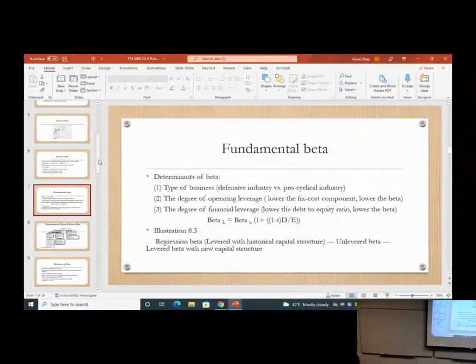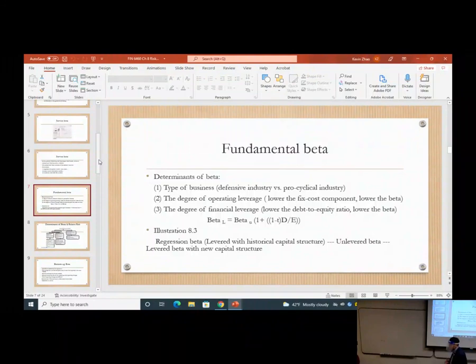And another way is for you to forget about consequences. Let's look at the fundamentals. Let's look at the causes first. All right? What are the root causes? What are the root causes for risk?